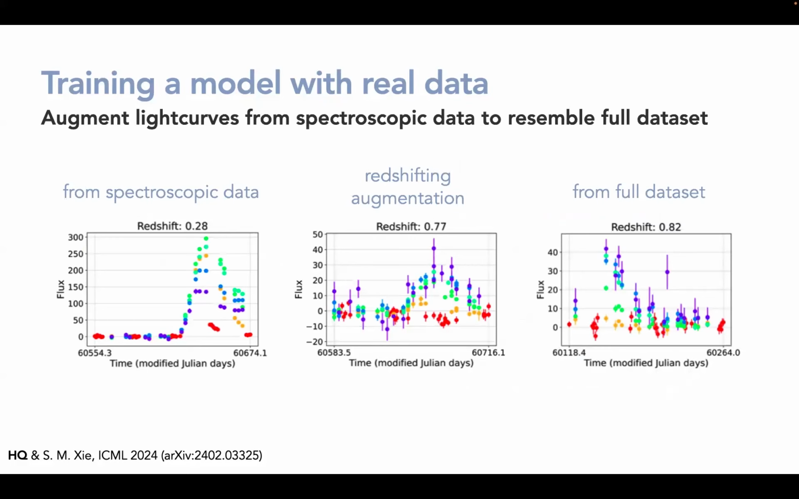So one thing we could do is augment these light curves from the spectroscopic data to more closely resemble the data from the full data set. We know that the spectroscopic data mainly differs from the full data set by the redshift. There are many, many more low redshift objects, and we want more high redshift objects. So what if we could just take the spectroscopic data, for example, this one on the left, and pretend that it's at a higher redshift, which is the middle one, recalculating all of its flux measurements and everything based on that new redshift. We know how redshift affects light. And you can see that this middle augmented version much more closely resembles this example from the full data set that I pulled, because they're much more similar in redshift.